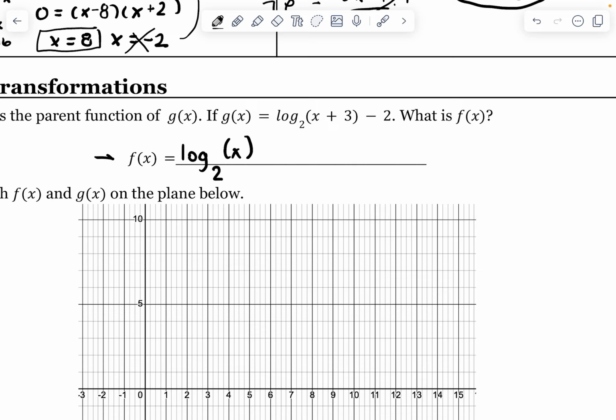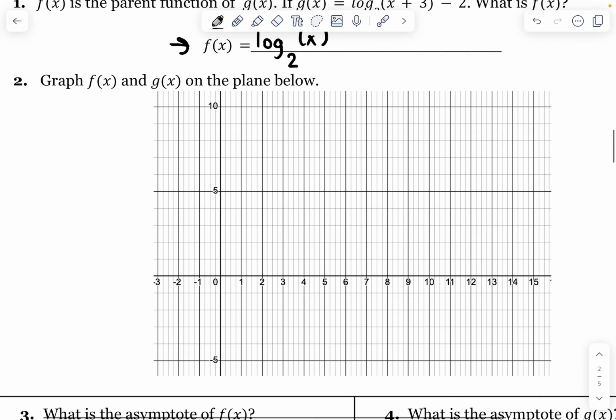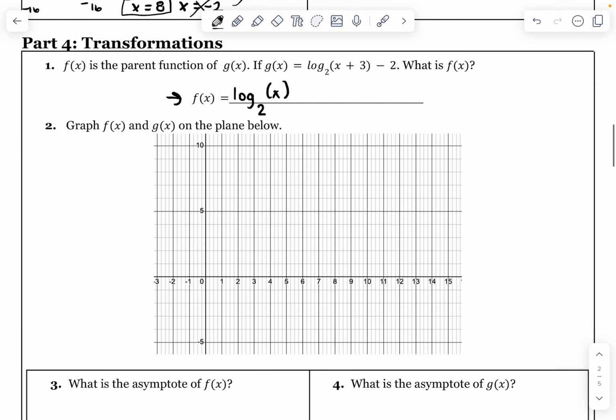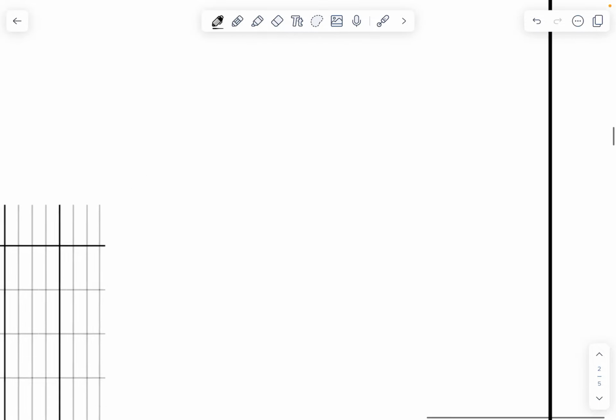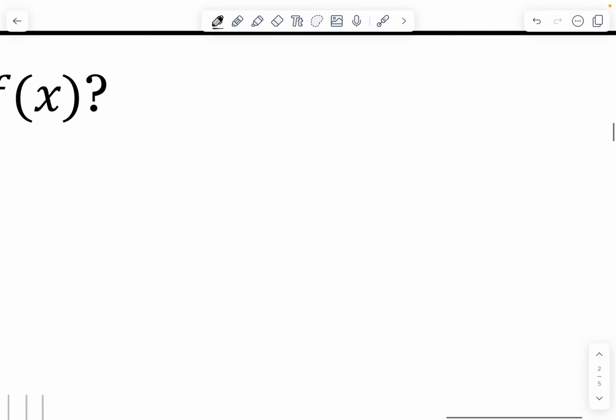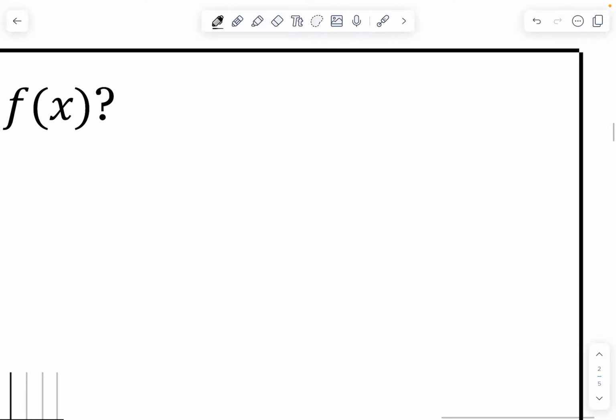I think the majority of the class got this right, but then graphing it is where you died. Okay, things that you should know as an Algebra 2 student is that a first degree function, when you graph it, is going to look like a line.